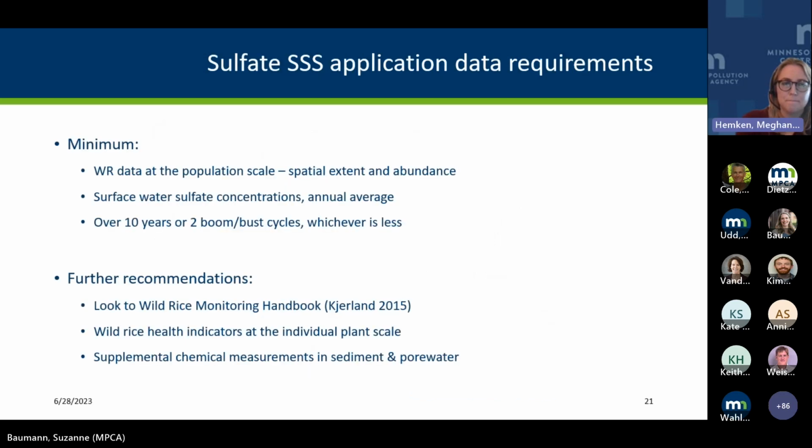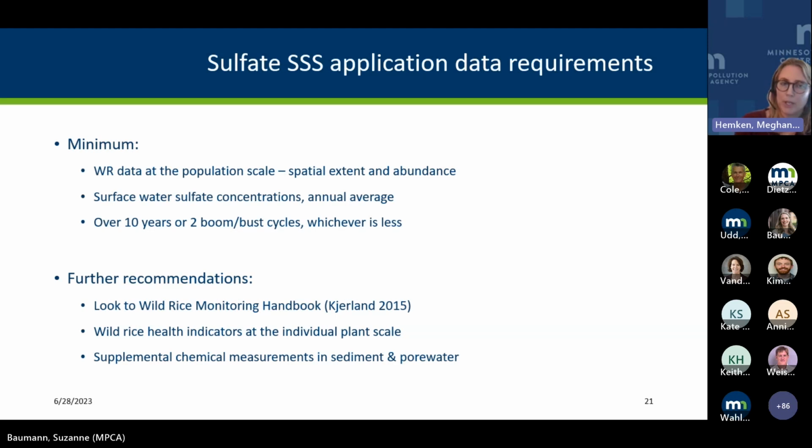Next slide, please. So since a site-specific application must demonstrate that the beneficial use will be protected at the proposed sulfate standard, the derivation of the sulfate threshold must illustrate the association between the surface water sulfate concentration with metrics that are tracking wild rice abundance and health. And the only approach known to make that direct connection is by applying the current ambient sulfate concentrations if the wild rice is demonstrated to be healthy and thus the beneficial use supported.